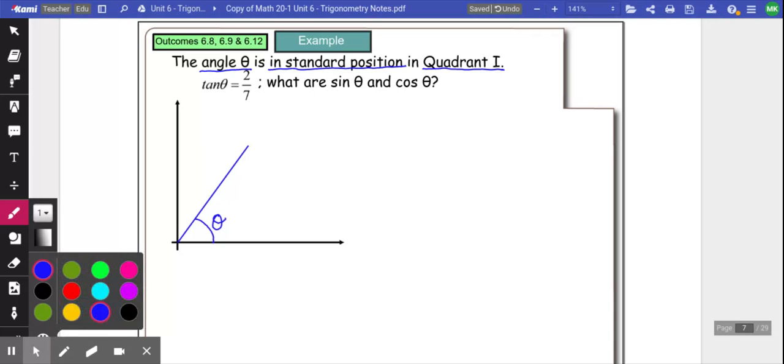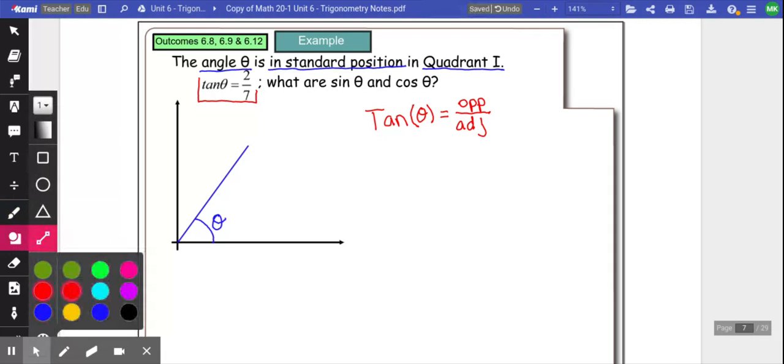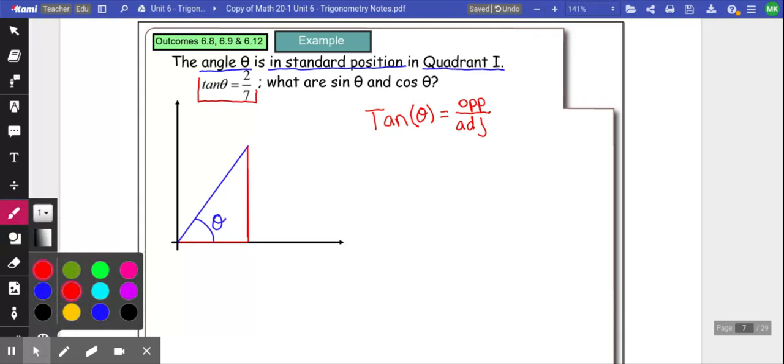Awesome. The next thing they tell us is that tan of theta equals 2/7. Well, what do I know about tan? I know that tan of theta equals opposite over adjacent. That's what I know about tangent. So if I think about this question, that means if I was to create a triangle by going out here and saying, all right, let's go straight down and straight across, this triangle would have an opposite, an adjacent, and a hypotenuse. And they just told me that the opposite and the adjacent are 2 and 7.